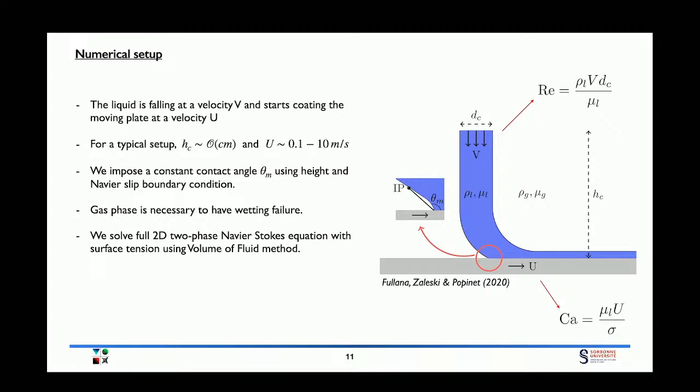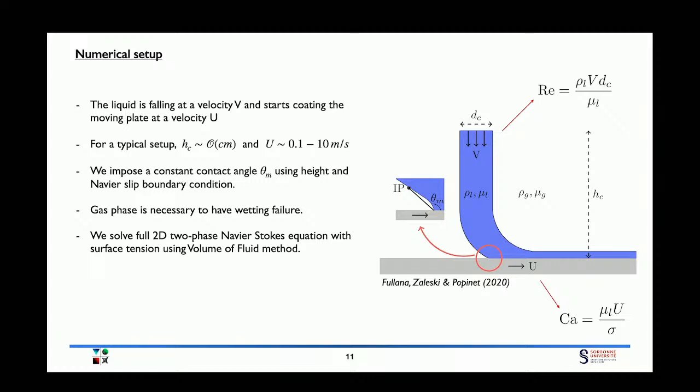And numerically we impose a constant contact angle at the grid scale, which is this theta m, which is constant. And since we impose it around 90 degrees, you can see that there would be an appearance of an inflection point, because here the concavity of the surface is changing. So we have an inflection point getting formed, and we will be using the Navier slip boundary condition to have steady state cases.